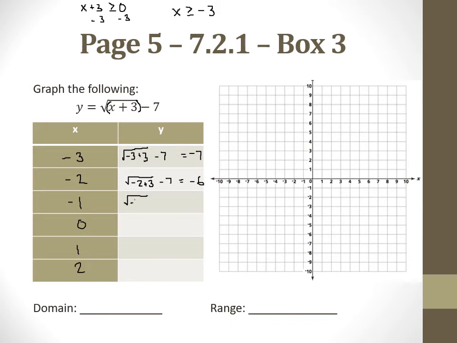Square root of negative 1 plus 3. That would be the square root of 2, which is approximately 1.4. And then the minus 7 takes me down to negative 5.6. Square root of x plus 3, where x is 0. Square root of 0 plus 3 is the square root of 3, or approximately 1.7. 1.7 minus 7 gives us negative 5.3.